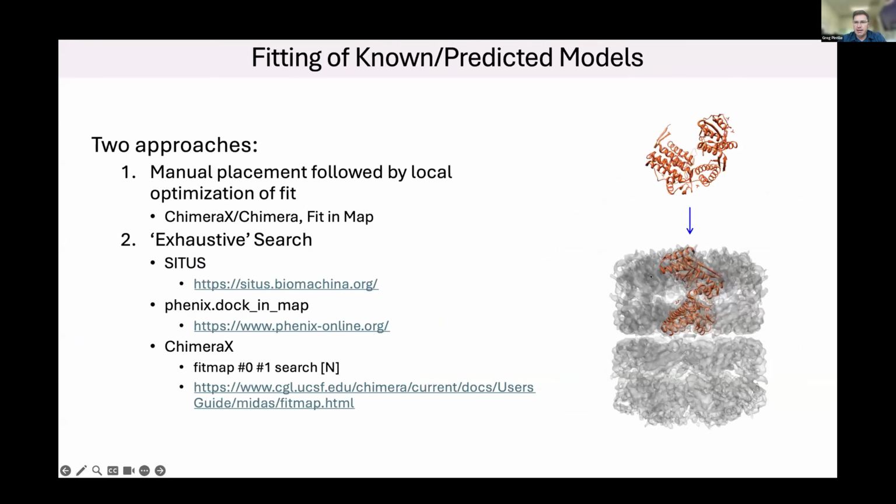Let's say you have a map that's slightly lower resolution, and we've seen some of this already. Here you might have a structure that you already know, and you try to fit it into the map using, for example, exhaustive search. Some classic tools there are Situs. We've seen some other nice tools also in this workshop, Phenix's dock in map, and ChimeraX, where you can do a semi-exhaustive search, or you can try to place this manually.